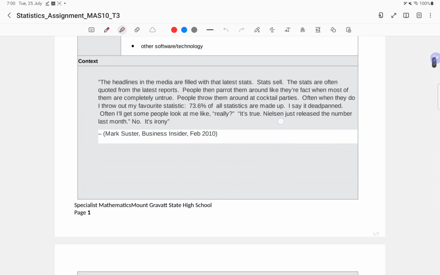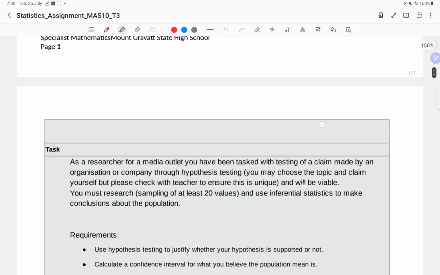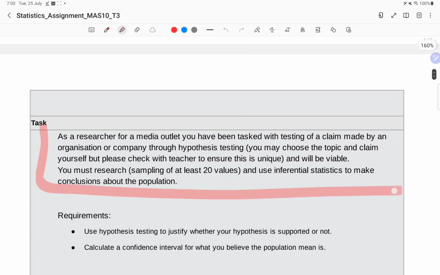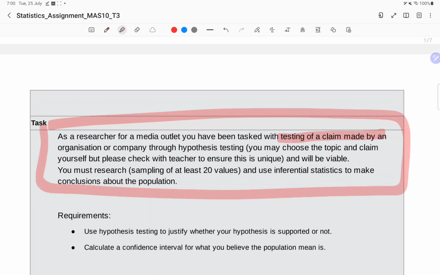Basically, you just need to ignore everything. This is the main thing in your task. You need to test a claim made by an organization or company using hypothesis testing. You can choose a topic and claim yourself, but you need to check with your teacher to make sure this is unique and will be viable. You must research sampling of at least 20 values and use inferential statistics.